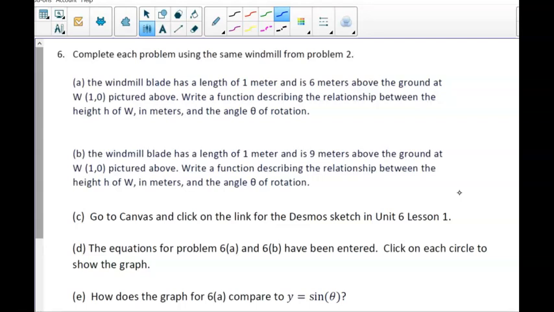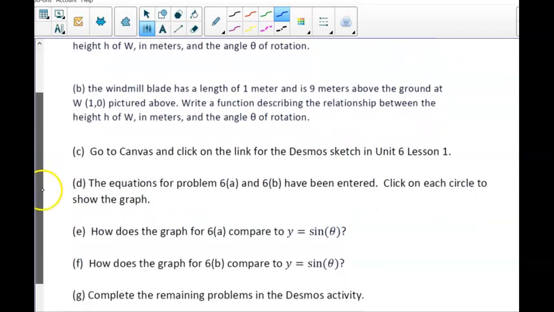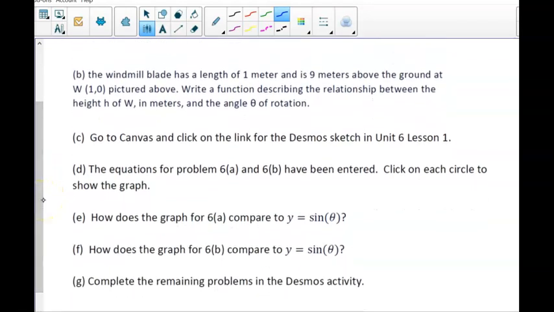So that's what they're asking for here in E. How does the graph in 6A compare to y equals sine of theta? So what in this problem, how did it change it? Same thing with B, the same question. How does problem B, based on the equation you came up with, how does that graph change from the y equals sine of theta, which is the sine graph for the unit circle? And then it says complete the remaining problems in the decimal activity. So go ahead and go over to Canvas and open up the activity.